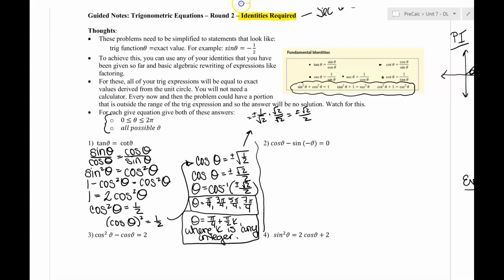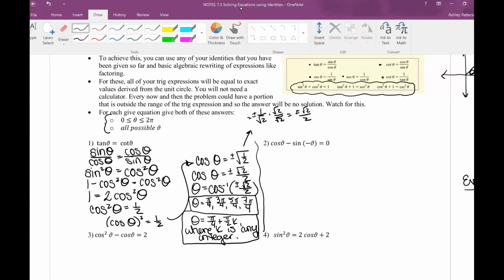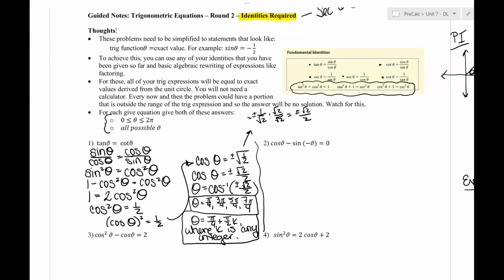Okay, for number 2, I see that I could use that even odd identity. So I'm going to change sine of negative theta to be negative sine theta. And then that's going to be the cosine of theta plus sine theta is equal to 0. Let's just keep going algebraically. I'm going to subtract it to the other side. Okay, so cosine of theta equal to the negative sine theta.